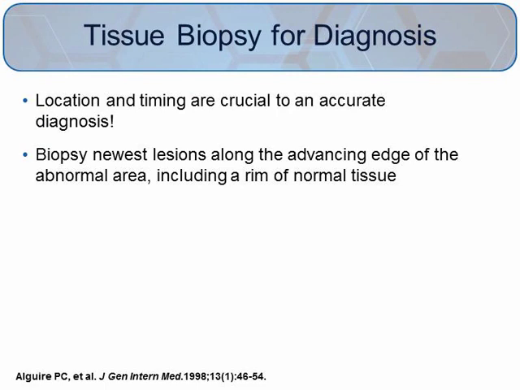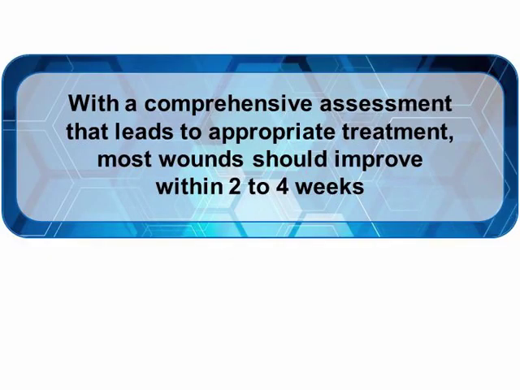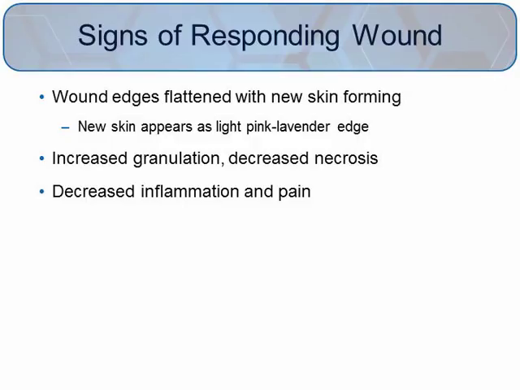If you're ruling out a vasculitis or a vasculopathy, you've got to biopsy the newest purpuric lesions to see where the action is. You biopsy the wound, you won't get anything. On the other hand, if you're looking for cancer, you're going to biopsy the wound. So with a comprehensive assessment that leads to appropriate treatment, most wounds should improve within 2 to 4 weeks.